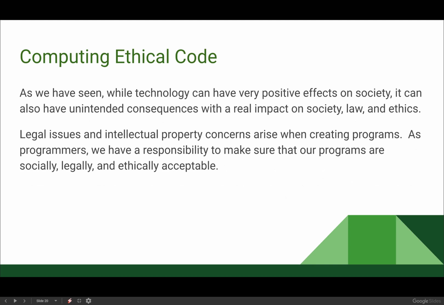So, as we have seen, while technology can have very positive effects on society, we need to be careful in how we implement it to make sure that unintended consequences are not super negative. Unintended consequences can have real impacts on society, on law, and on ethics. Legal issues and intellectual property concerns also arise when creating programs. As programmers, as people who are building these programs, we have a responsibility to make sure that our programs are socially, legally, and ethically acceptable.